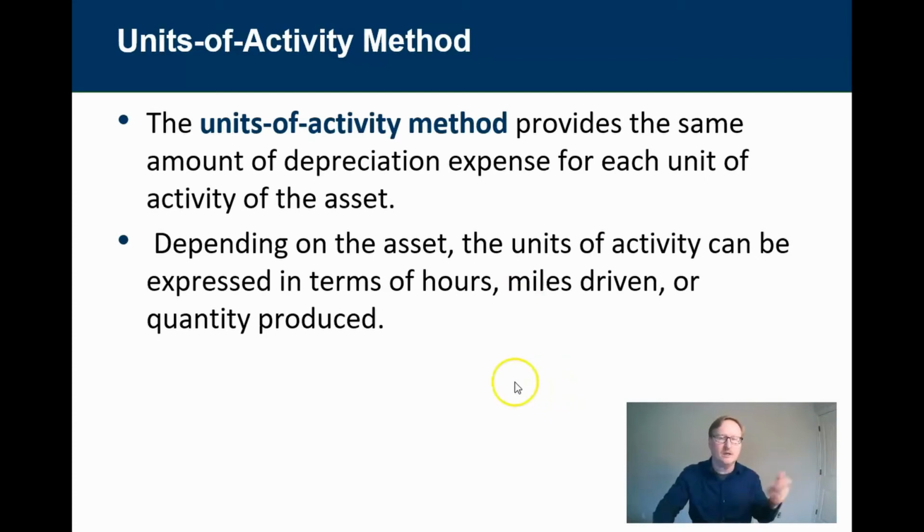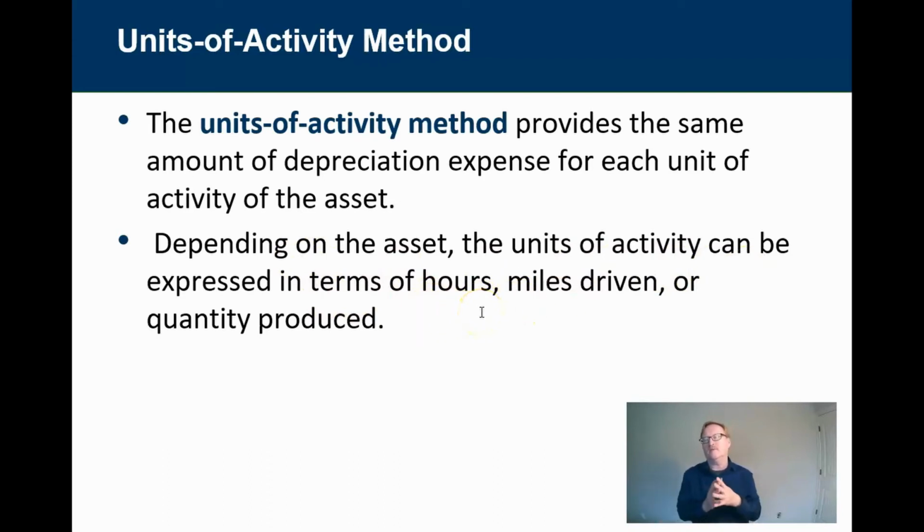It's supposed to make so many widgets in its lifespan of 5 years, and we don't. And maybe this year it makes this many widgets, next year it makes that many widgets, and the year after that it's a different number. So it's not straight line. It's based upon the units, and the units here, as you can see, are hours.